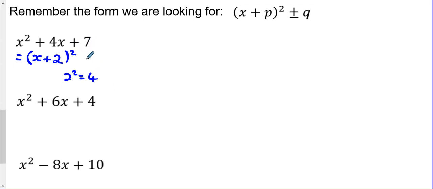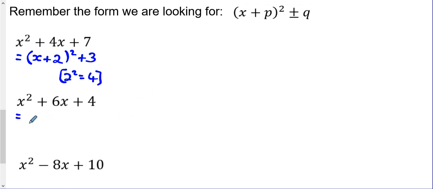But we don't want it to be a 4, we want it to be a 7. So we're going to have to add an extra 3 in order to change this 4 into a 7. And that's it. This has now been written in completed square form. This is just some working out. This is our answer: x plus 2 squared plus 3. So it's just a case of halving this coefficient in the bracket, asking yourself what you would get if you squared it, and then adjusting that afterwards to go back to the original constant term at the end.